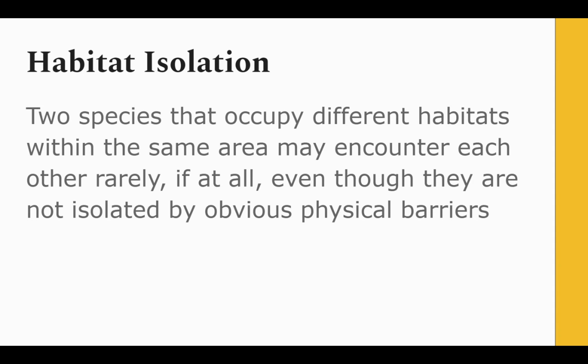Let's see. The example your book gives is the two fly species, right? Very, very closely related fly species. One of them only lays their eggs in blueberries, and one of them only lays their eggs in apples. So they're in the same area. They just chose different habitats to reproduce in and eventually became reproductively isolated.